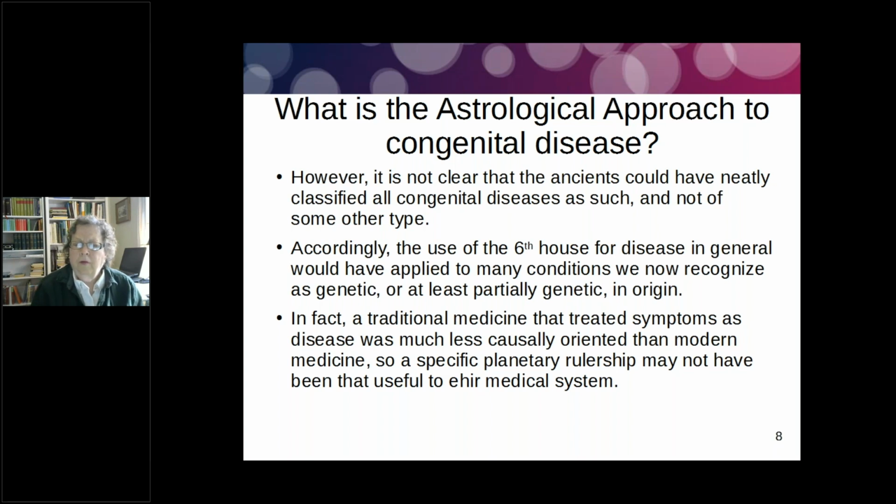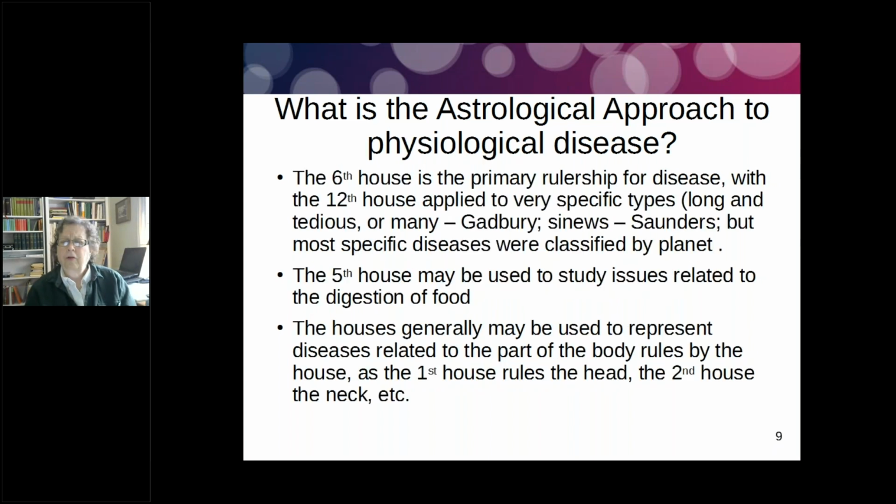In the astrological system, there was much less of a causation concern than there is now, but the planetary rulership would tell you at least where you could go with it in terms of whatever chart you were going to examine. Now, the sixth house is the primary rulership for disease, with the 12th house applied to very specific types, as Gadbury would say, the long and tedious types.